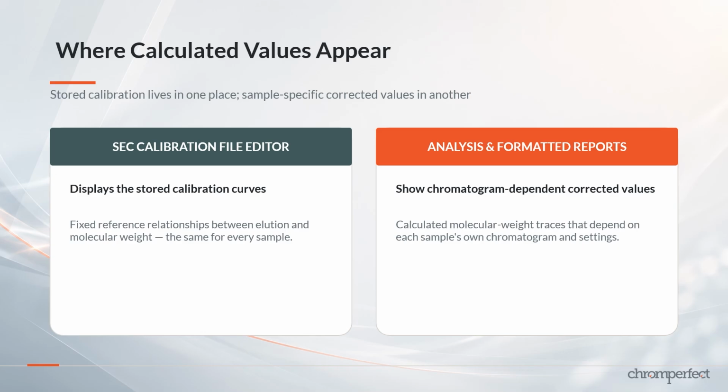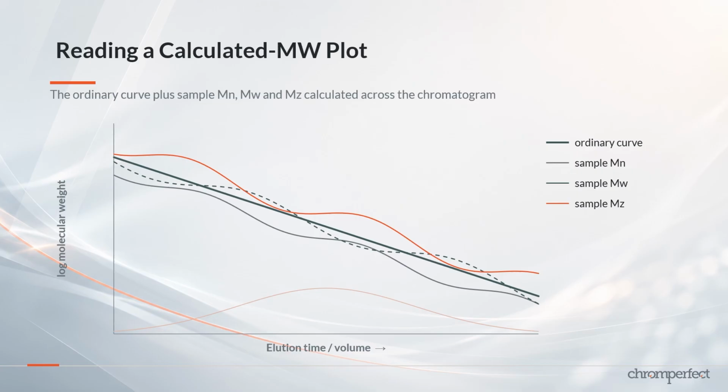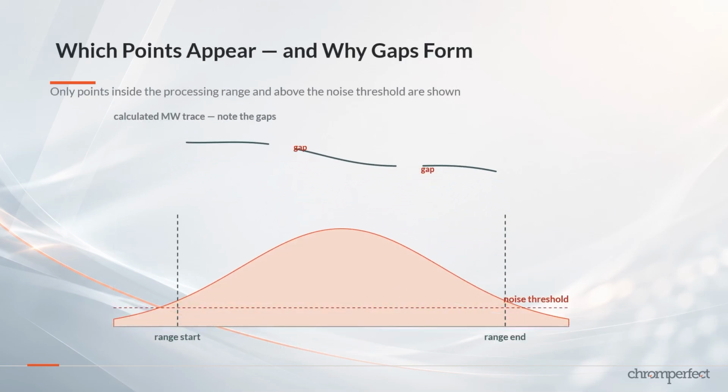When the SEC calibration file specifies that axial correction should be applied to samples, a SEC calibration plot can display calculated molecular weight averages for each chromatographic data point. A typical plot may show the original calibration curve together with the calculated sample Mn, Mw, Mz, or other molecular weight average traces. Not every chromatographic data point is necessarily displayed. Only points within the SEC processing range are included.